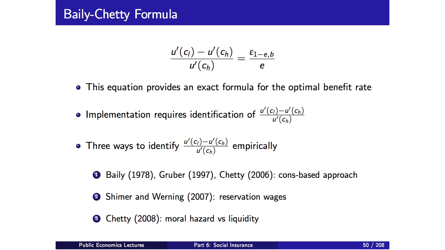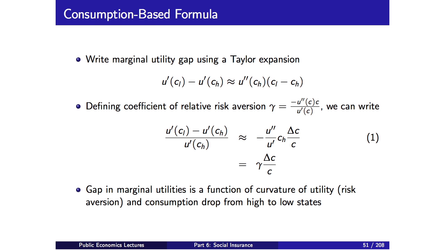Yep. Is there an intuitive way to think about why it's only U prime of CH in the denominator? It's something like a normalization. It's a normalization. No, you're right. So there's actually no deep reason for that. It's the point at which you take the Taylor approximation that's driving the U prime of CH being there as opposed to U prime of CL. Okay? So where that's going to matter is the way in which you define the drop in consumption. What you put in the denominator there, I'll show you that in a second, but you're right, there's no strong reason for that.